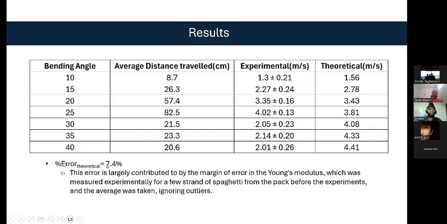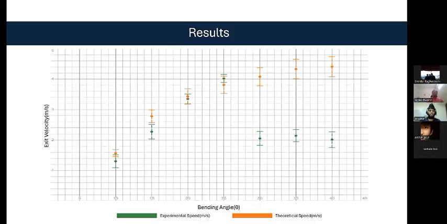Now, the theoretical velocity also has some margin of error, that being 7.4%. That is because the theoretical velocity also needed the use of the Young's modulus, which had to be measured experimentally. And it was measured experimentally for a few strands of spaghetti from the pack before the experiment, and the average was taken, ignoring all the outliers. So here are the final results that we get.